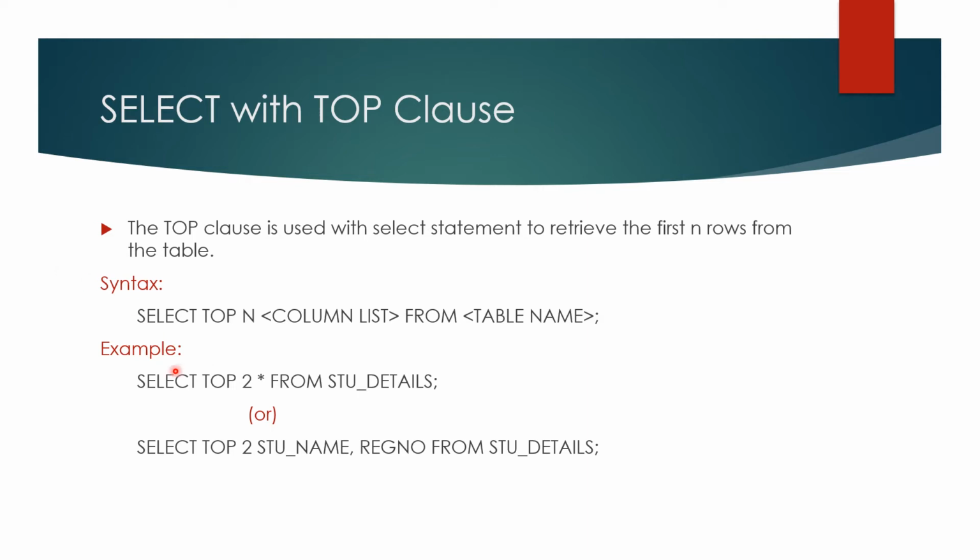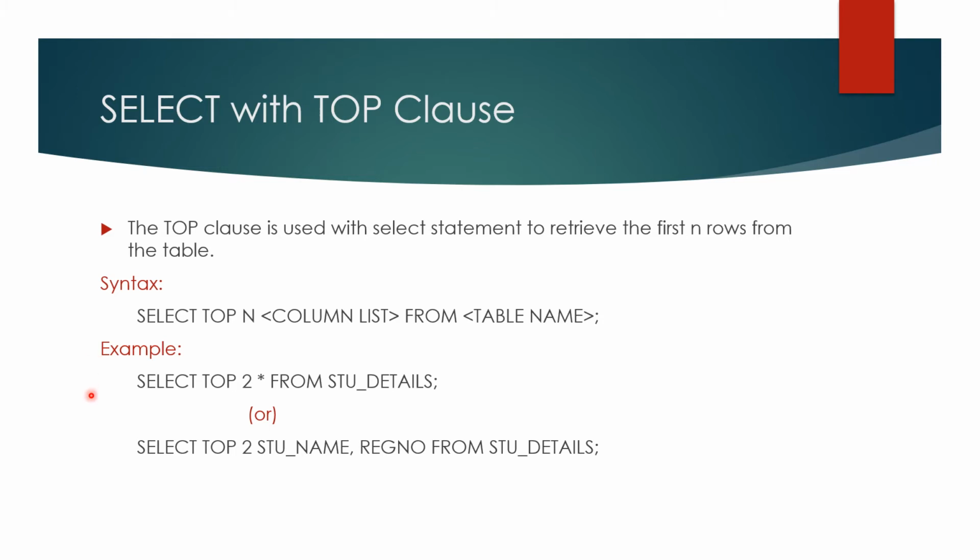Here is the syntax. Select top n, where top is the keyword and n is the number of rows that you want to be displayed on the screen, and then the column list. As usual in the select statement, we give a column list, right? The same column list in the result set, which columns do you want to be displayed, should be mentioned here, from table name. So the table from where we are going to fetch the data, that table name, and it ends with a semicolon.